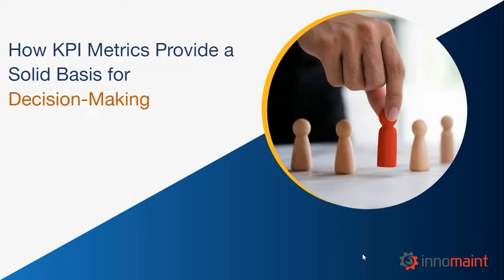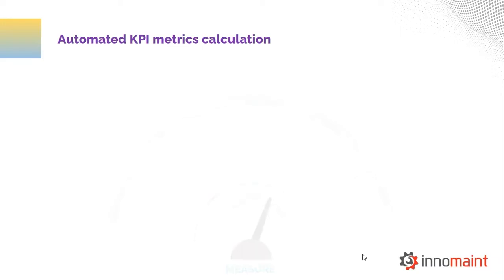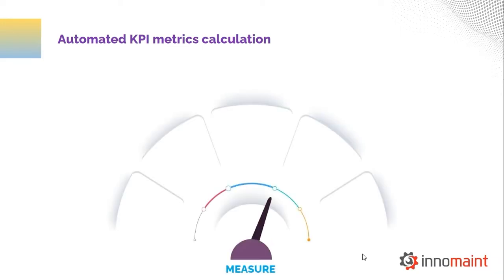The first one is how KPI metrics provide a solid base for decision making. Automated KPI metrics calculation. KPI is nothing but the key performance indicator, which helps you to measure the performance of an asset, of a person, or an operation. So we have various advantages in measuring the key performance indicator. The first one is performance metrics of a technician, asset, and organization.